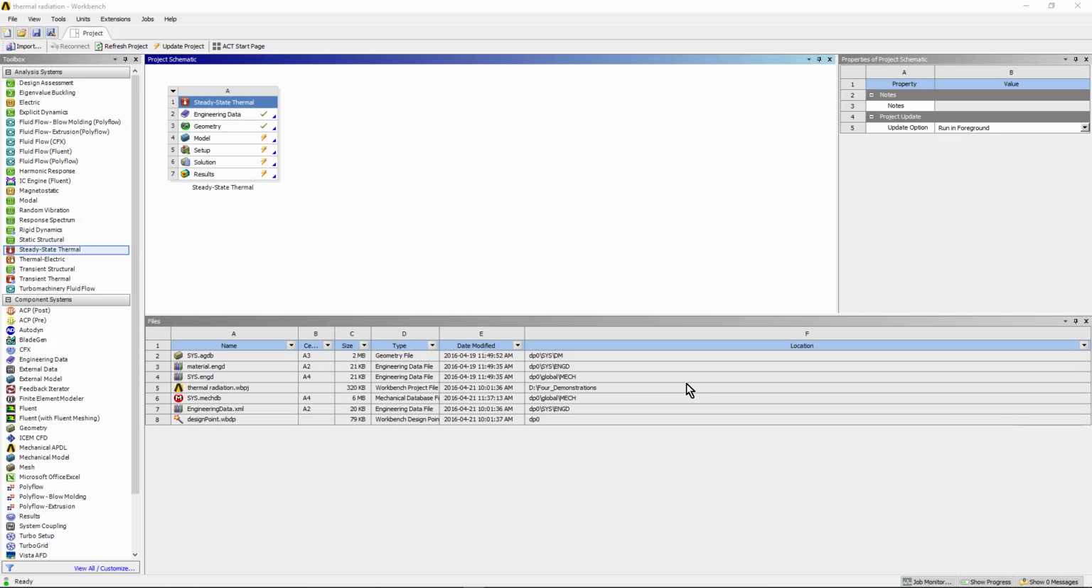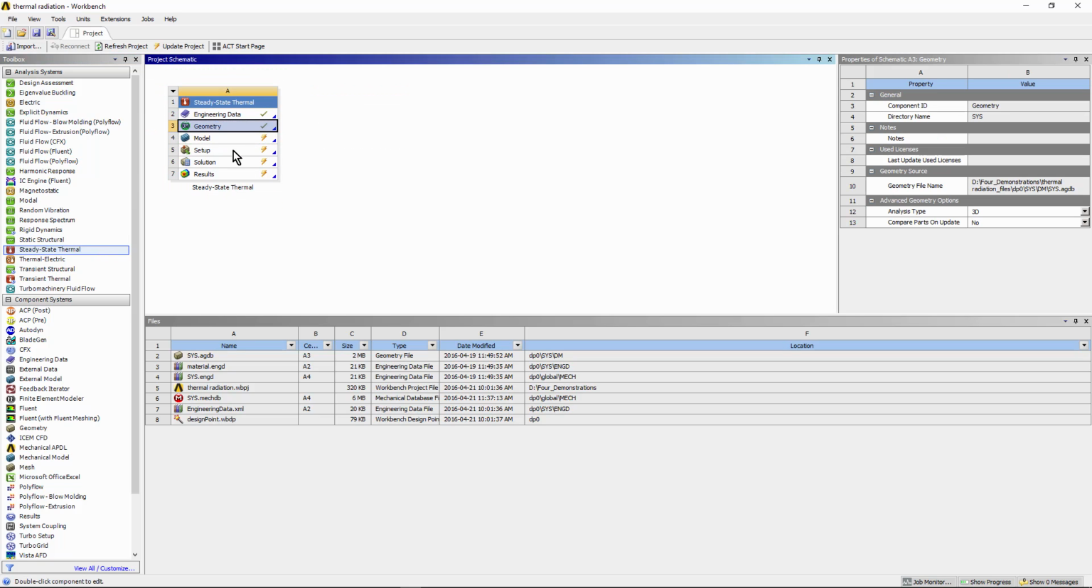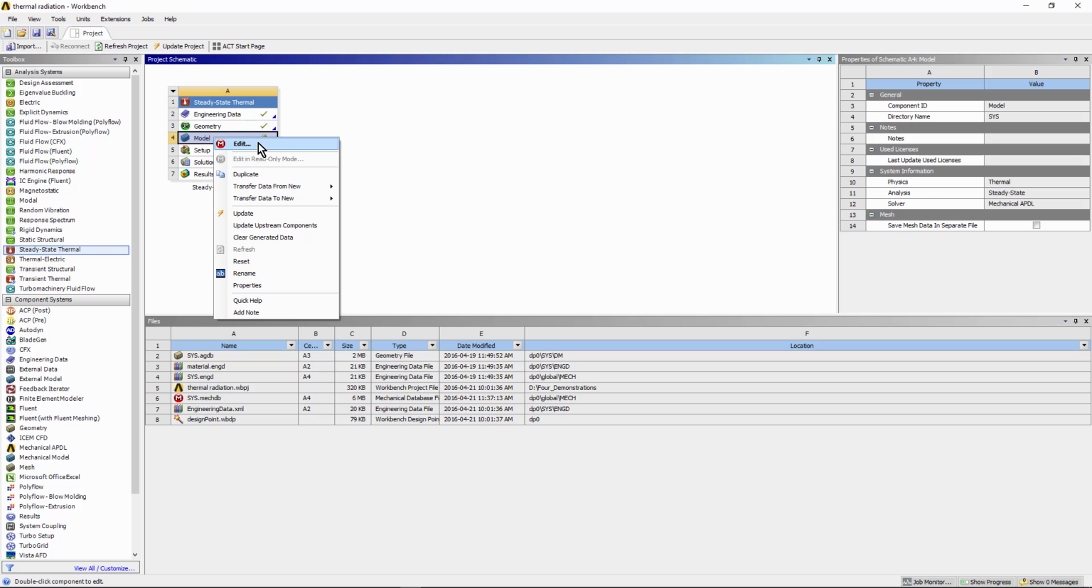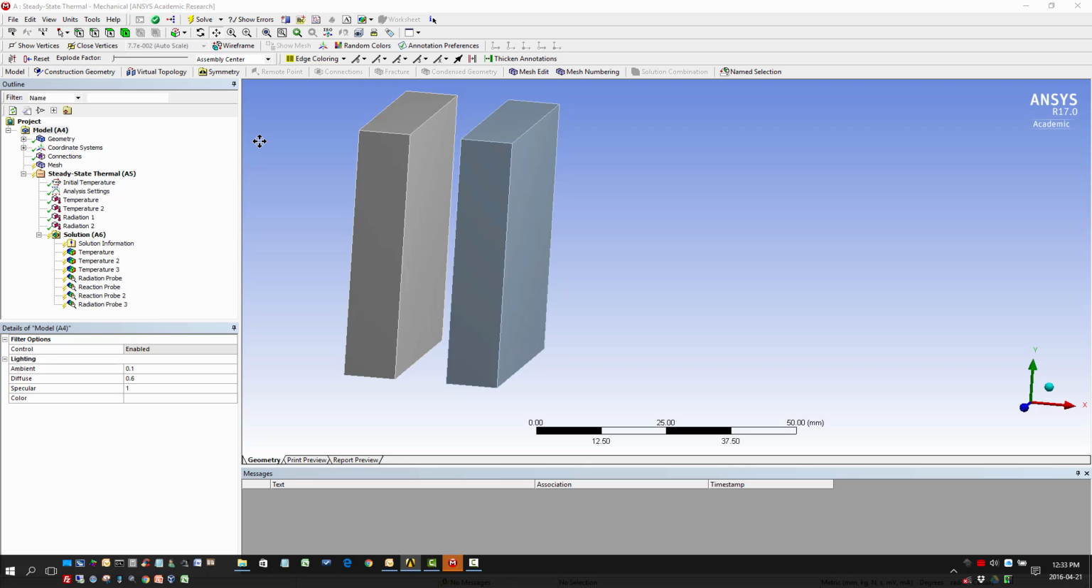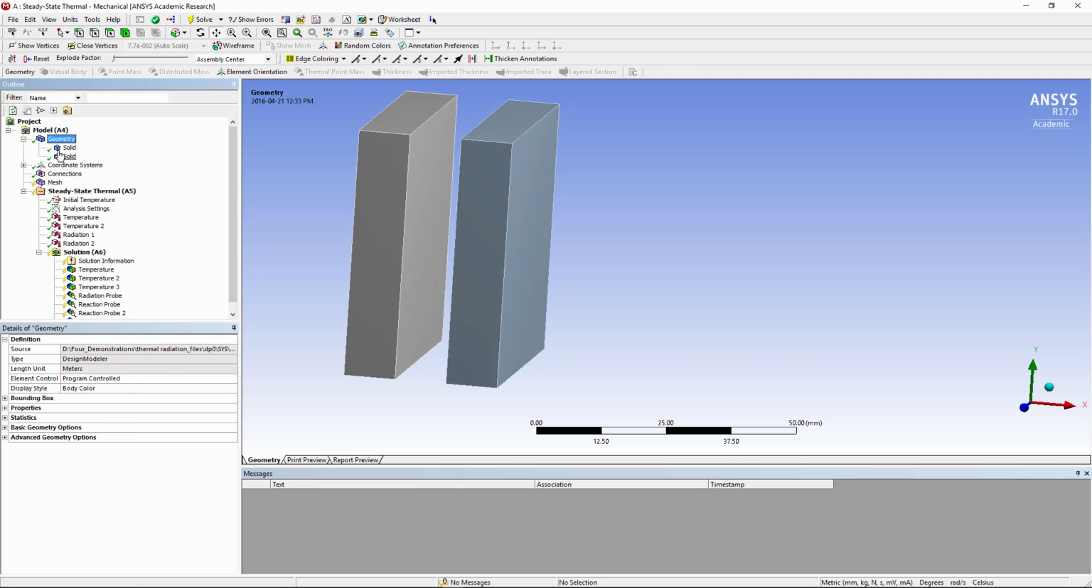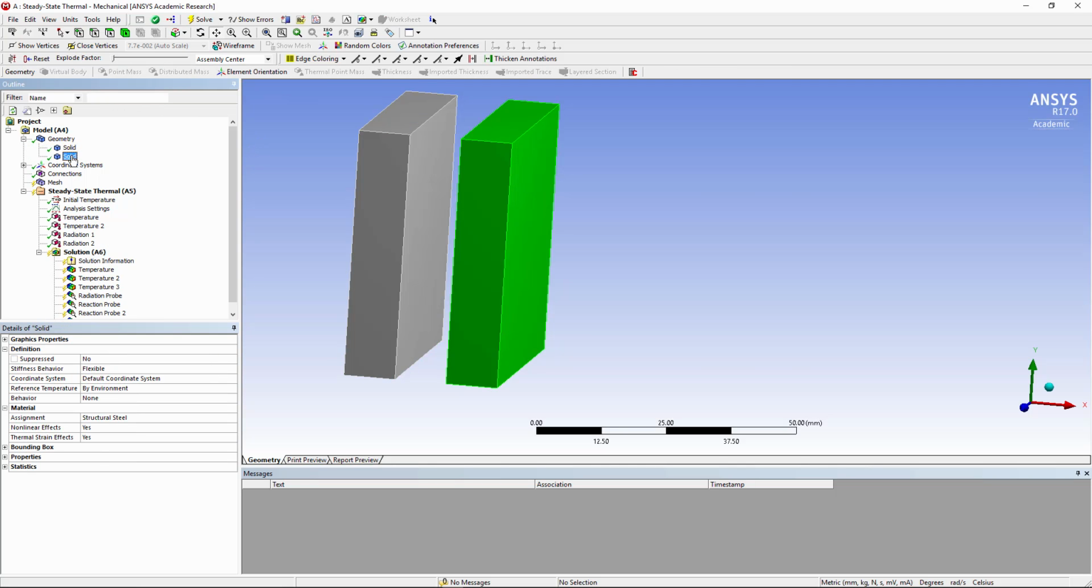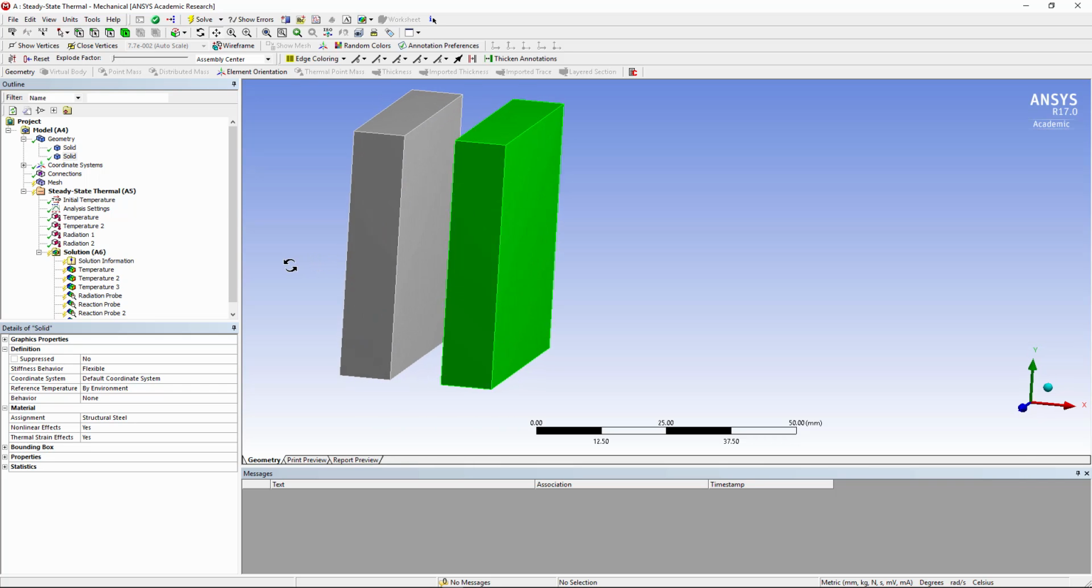Here is the Workbench project page. We've taken a steady state thermal analysis and dragged it out into the project schematic area. We've imported a geometry of the two plates, and now we can click on model, right click, and edit using Workbench Mechanical. Here's the imported geometry. We have two solids and they're facing each other.